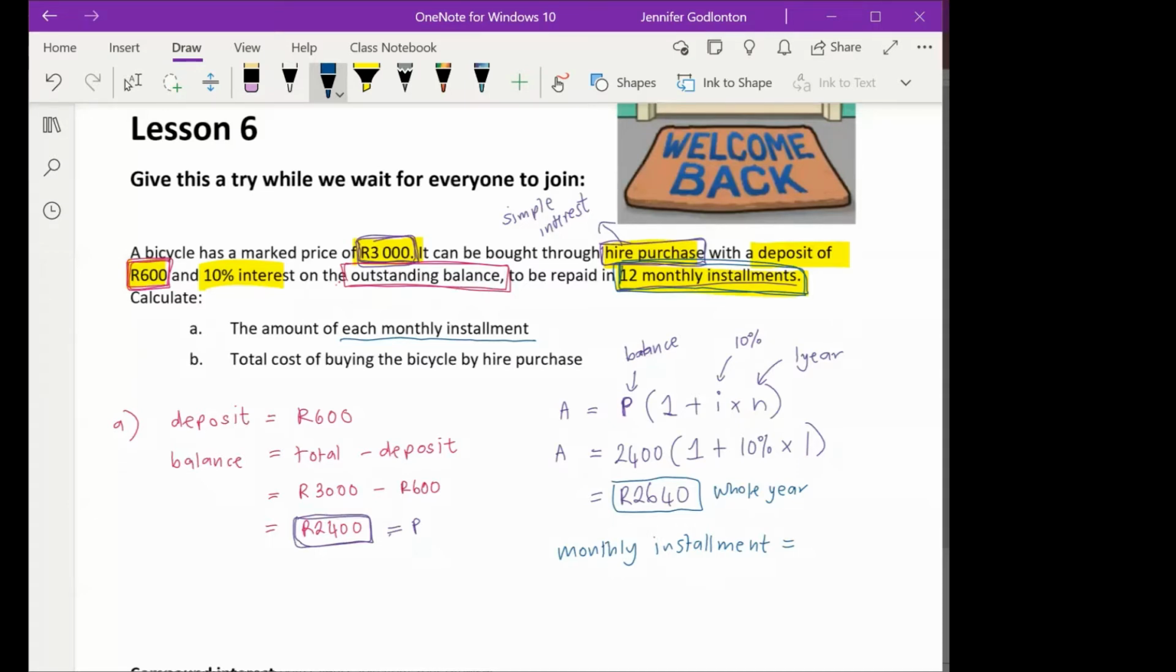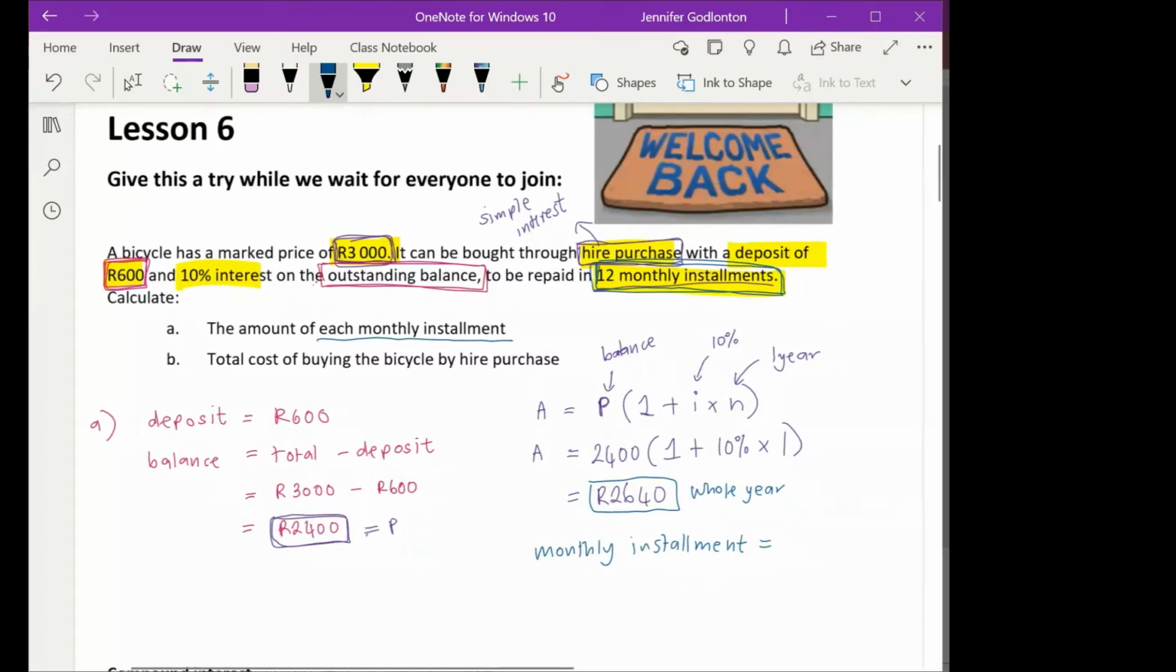Yolanda's saying 220. There we go. We have an answer from Yolanda. I like it, Yolanda. Do we have any other takers? Casey Lee also got 220. Asonge also got 220. And you're all absolutely right. Your monthly installment is going to be 2,640 Rand divided by 12, which gives us 220 Rand per month. Beautiful. Okay. So that is answering question A. All of that work just for question A.